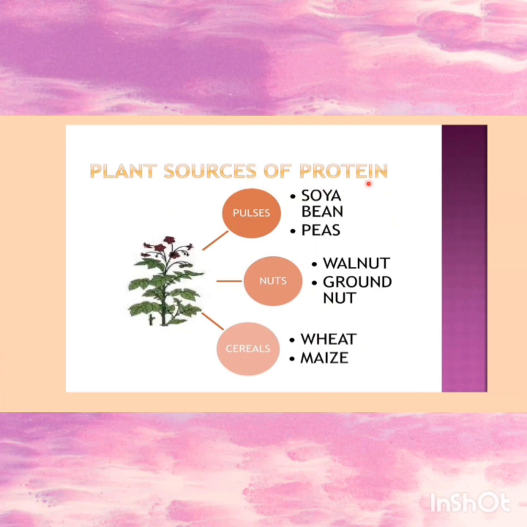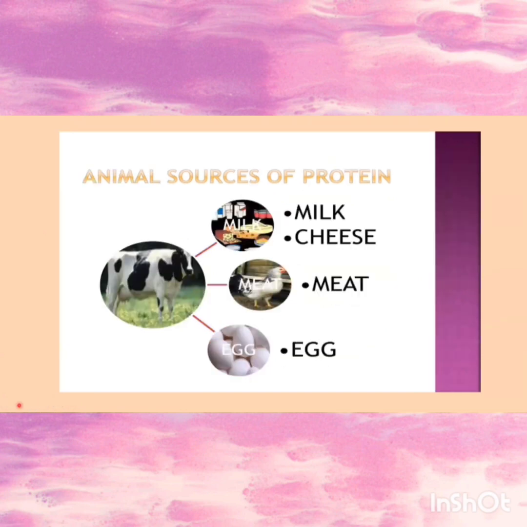Plant sources of proteins are pulses, nuts and cereals. Examples are given, you can see. Animal sources of protein, that is milk, cheese, meat and eggs.